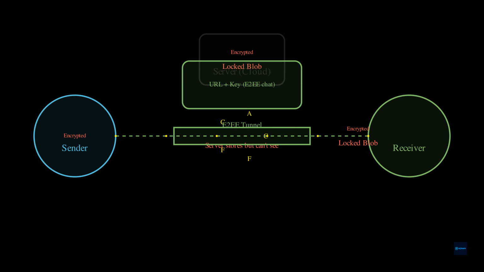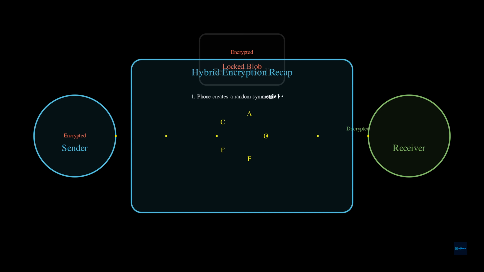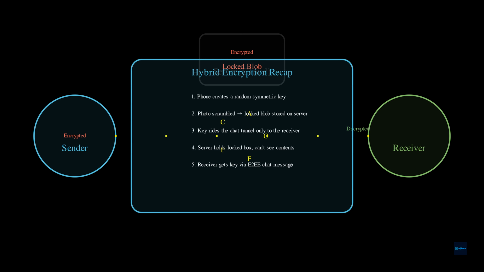So, how does your friend get the key? We send the key directly to them inside the chat message. This message is protected by WhatsApp's standard end-to-end encryption. So, the server holds the locked box, but only the receiver gets the key to open it.